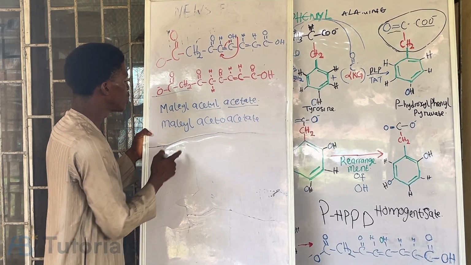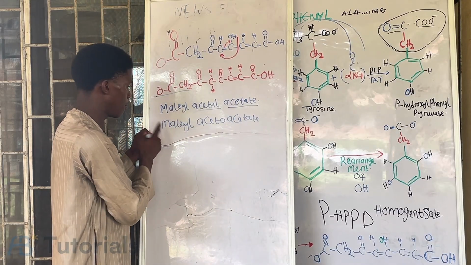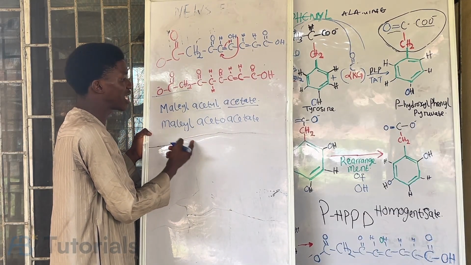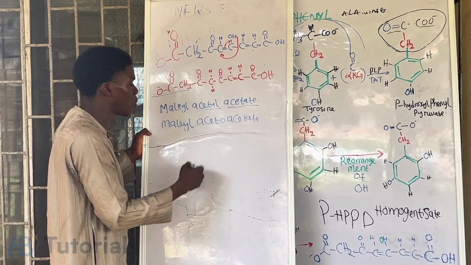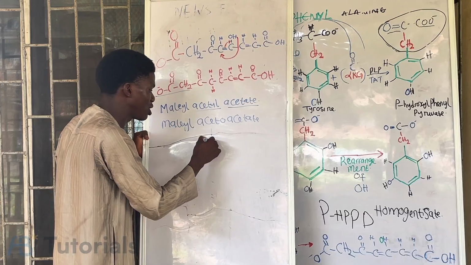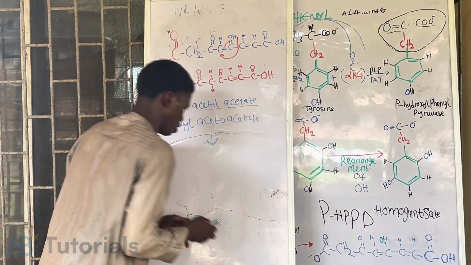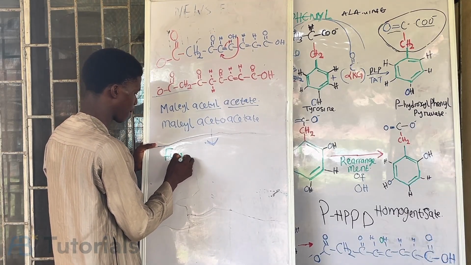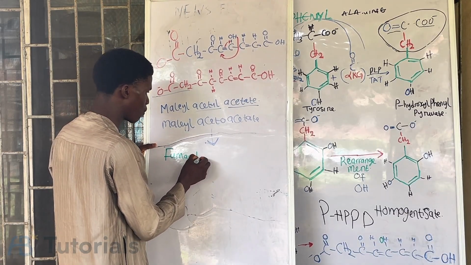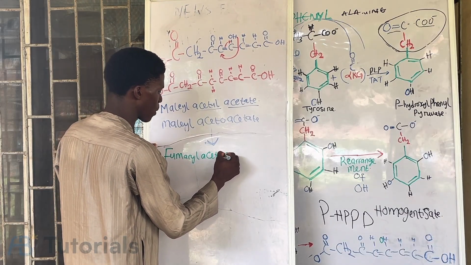So now this is the cis isomer, because of this mallyl. So this has to be converted to the trans, which is the stable one. So this is just an intermediate. This will then be converted into fumaril aceto acetate.